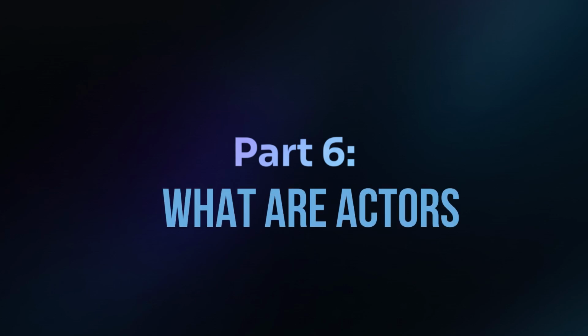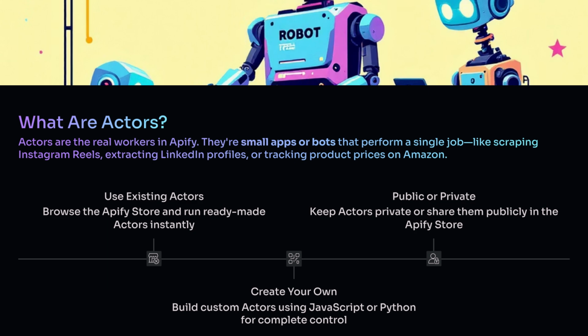Let's continue with part 6. What are actors? Actors are the real workers in Apify. They are small apps or bots that perform a single job. Each actor focuses on one task, like scraping Instagram Reels, extracting LinkedIn profiles, or tracking product prices on Amazon. You can use existing actors from the Apify store, or create your own using JavaScript or Python. Creating your own actor lets you decide exactly what the bot does, what website it visits, what data it collects, and how the results are stored.